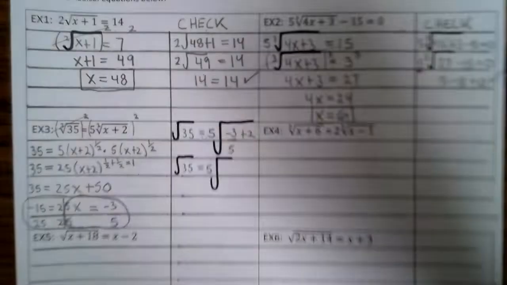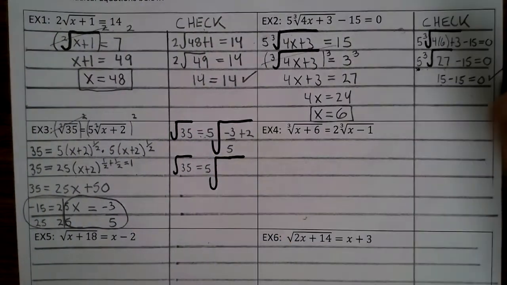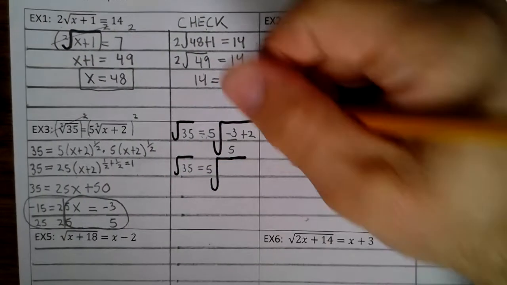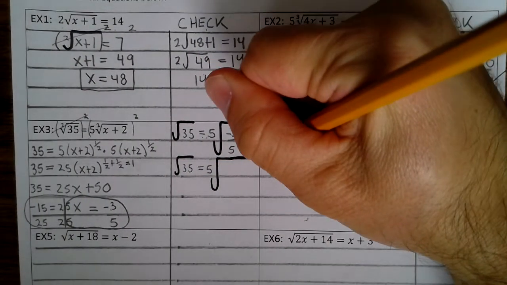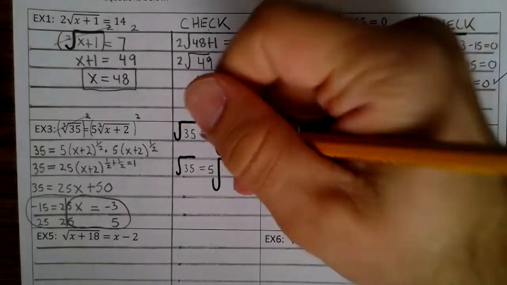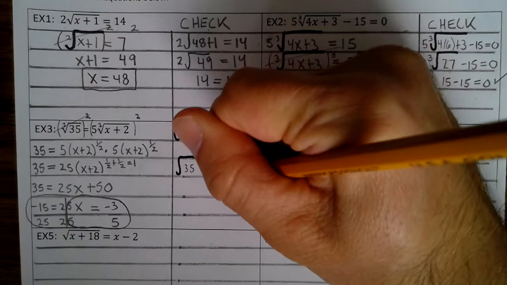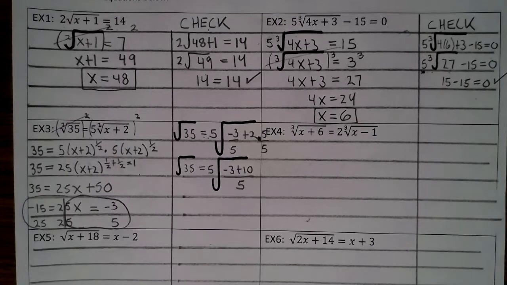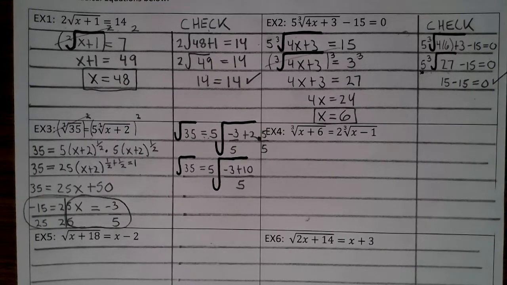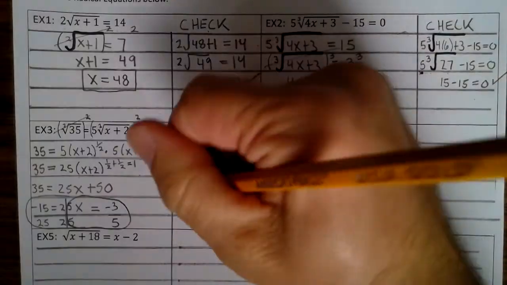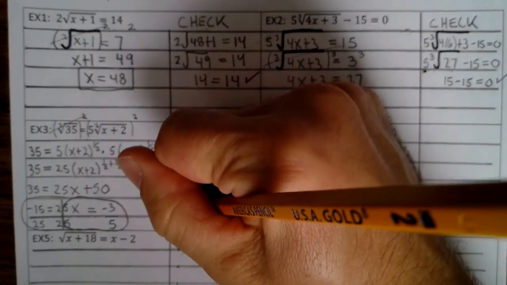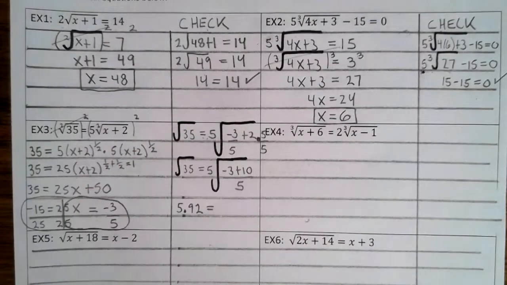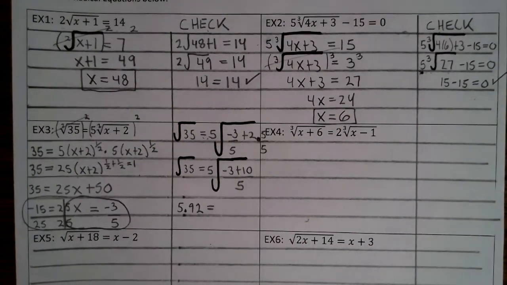Now, in order to add these, you need to multiply the 2 by 5 divided by 5. So then that becomes negative 3 plus 10 divided by 5. And when you put those in the calculator, the square root of 35 is 5.92, and then 5 times the square root of 7 divided by 5 is 5.92, so this checks.